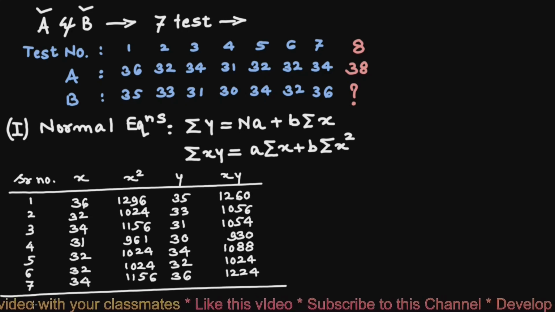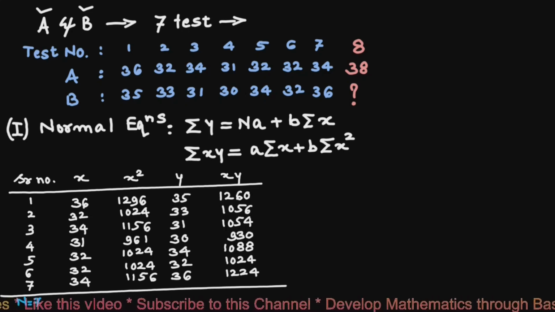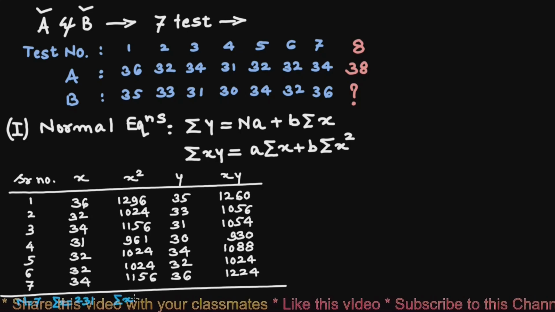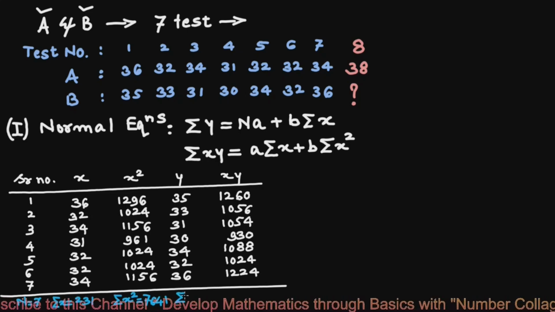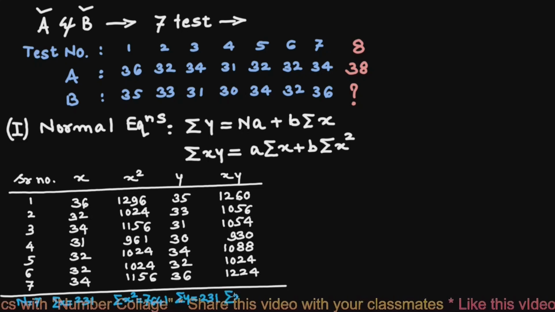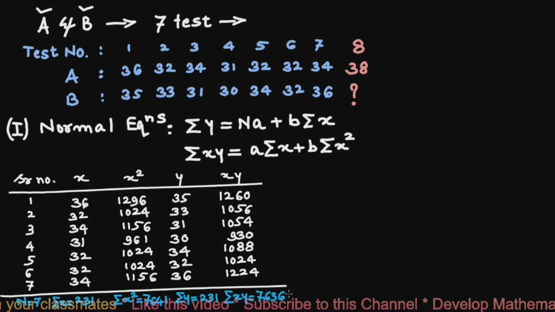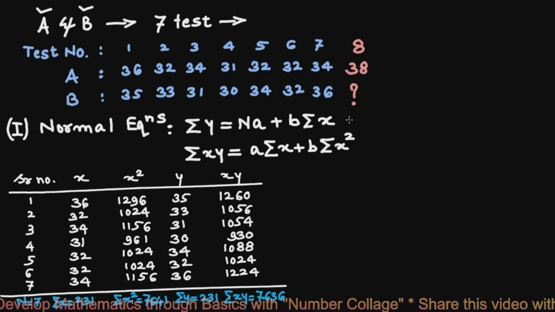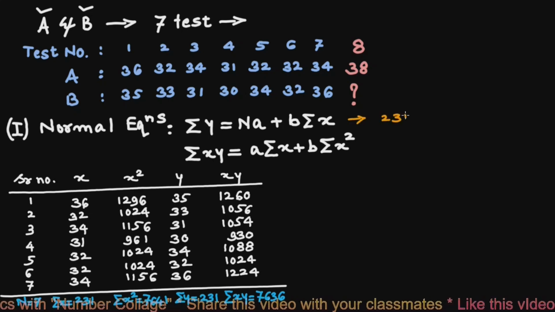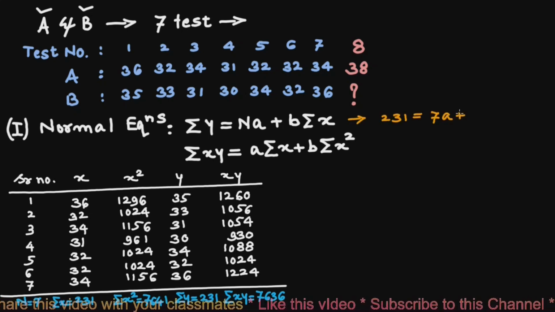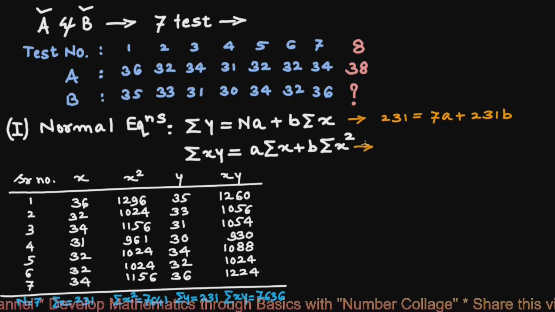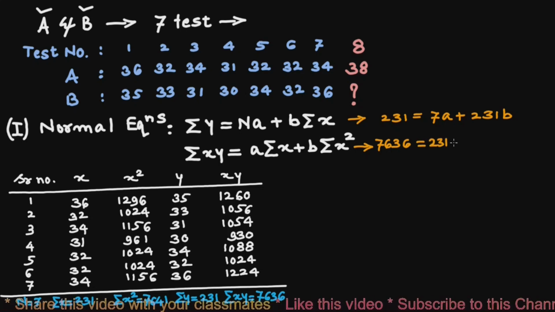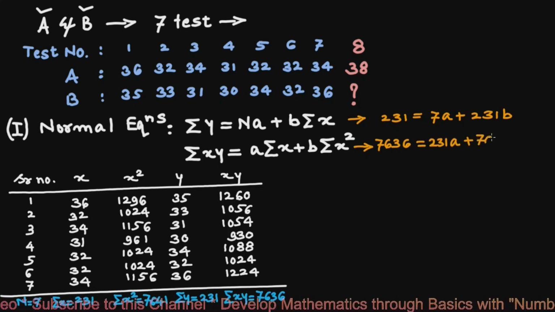There are 7 tests, so capital N will be 7. Summation x will be 231. Summation x square 7641. Summation y 231. Summation xy 7636. Using these values in the normal equations, we get the first normal equation 231 equals 7a plus 231b and second equation 7636 equals 231a plus 7641b.